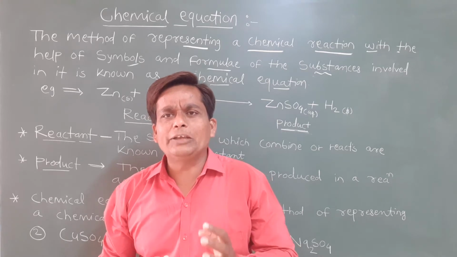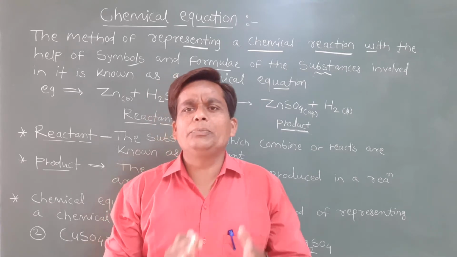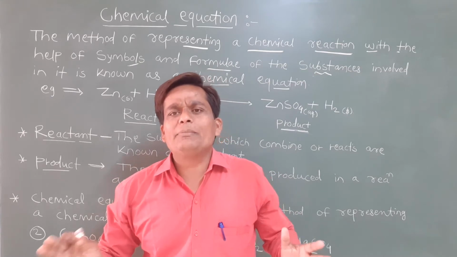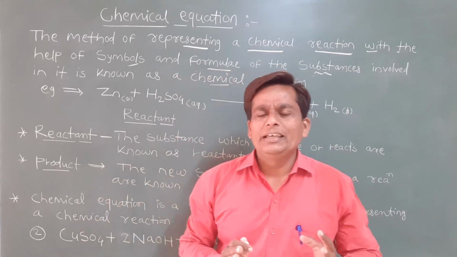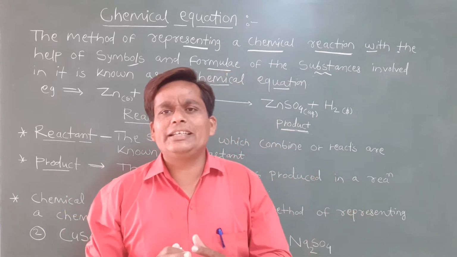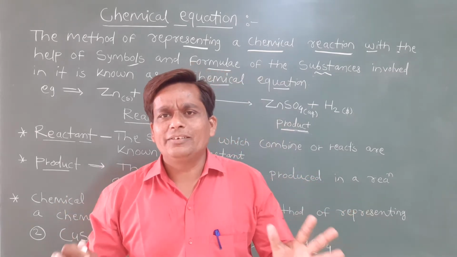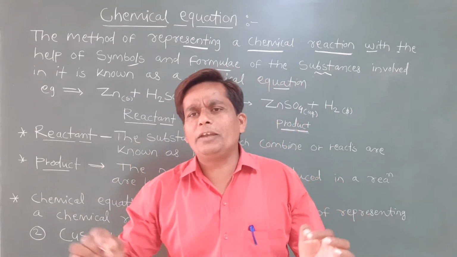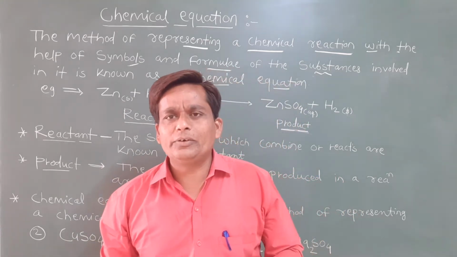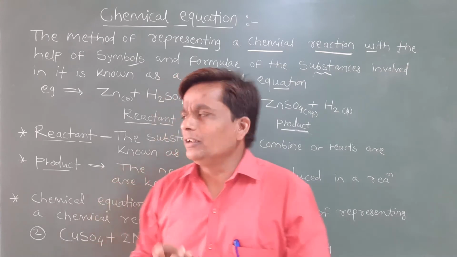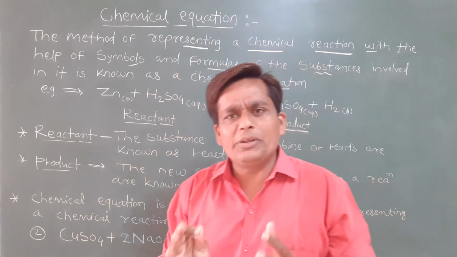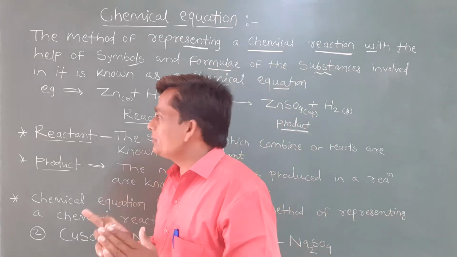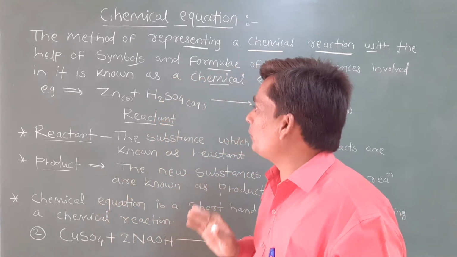So the chemical equation is a representative method, a shorthand method to show any chemical reaction. Suppose you carry out a chemical reaction; it is very difficult to explain it in words. If you show it with the help of some symbols and formulas, you can easily explain it. Now clear students? It is very simple. We'll discuss it now with the help of one example.